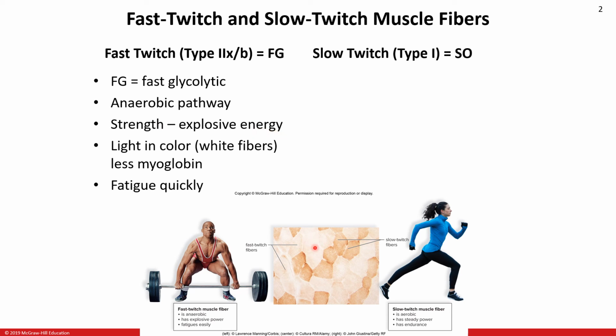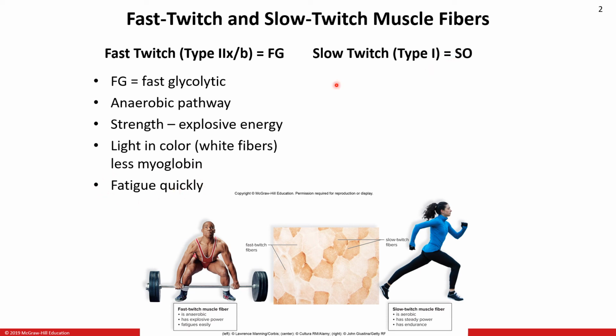When we look at the fibers, we're going to see that these are going to be the lighter ones that are in color. They're whiter because they have less myoglobin in them. And the myoglobin is what's going to end up causing these muscles to stain dark. They're also going to have fewer mitochondria in them. And as a result, they're going to fatigue quickly.